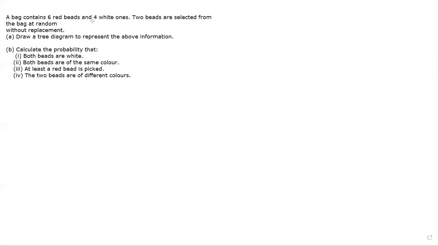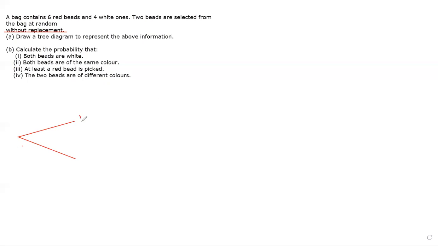A bag contains 6 red beads and 4 white ones. 2 beads are selected from the bag at random without replacement. Sometimes if they don't say with replacement, just know it is without. So draw a tree diagram. That one is very easy now, considering that we've done the first one there.